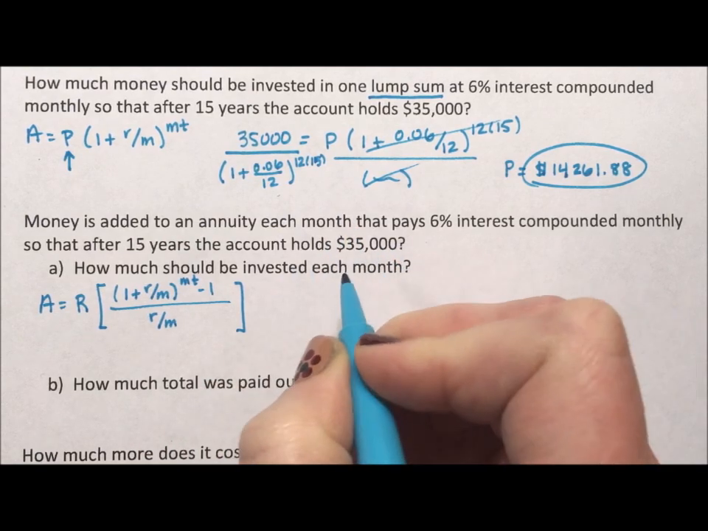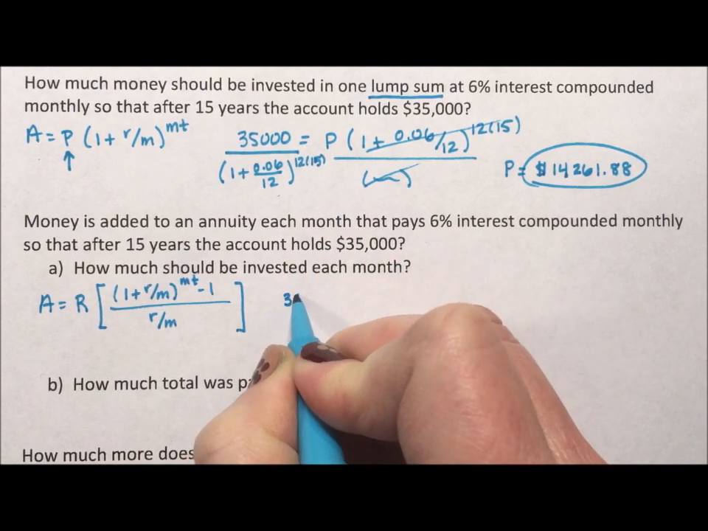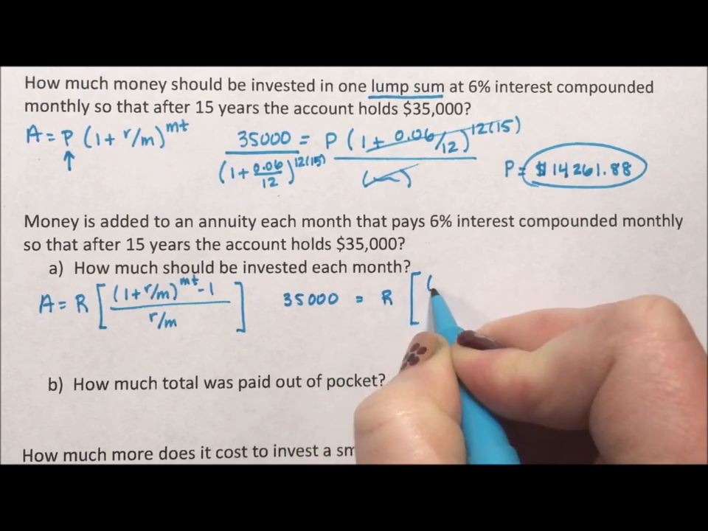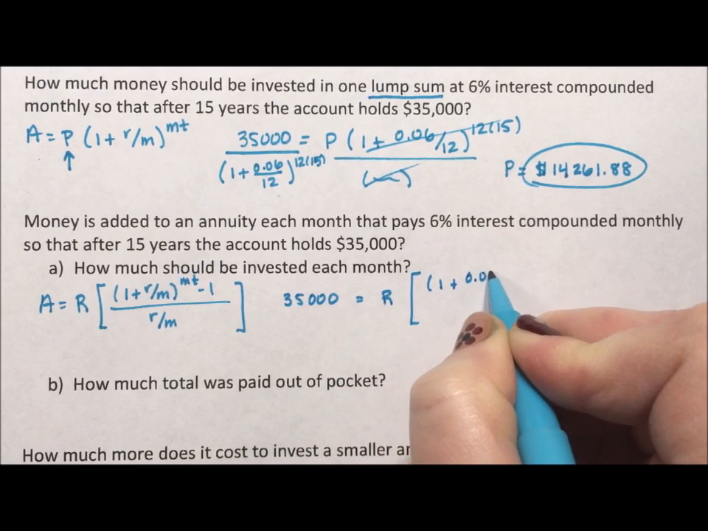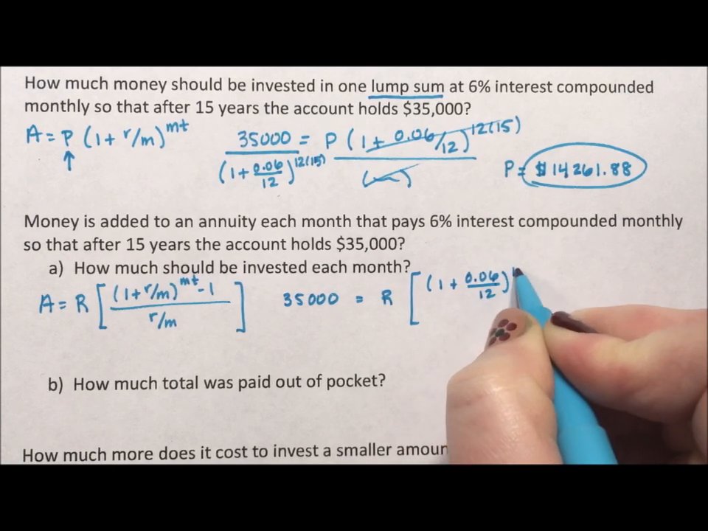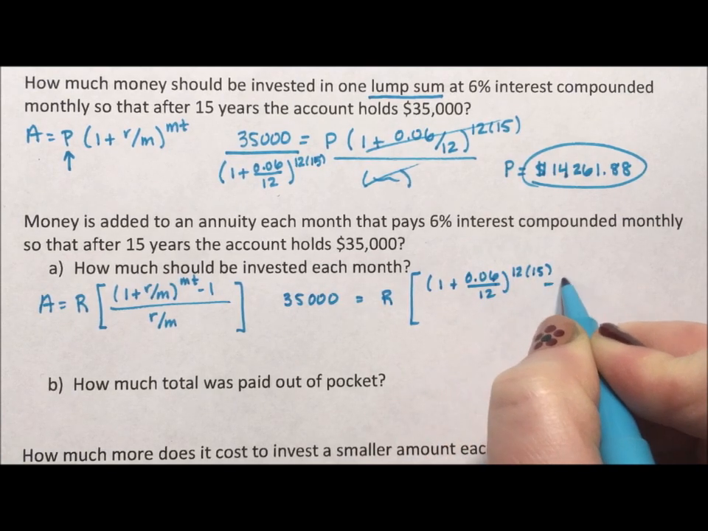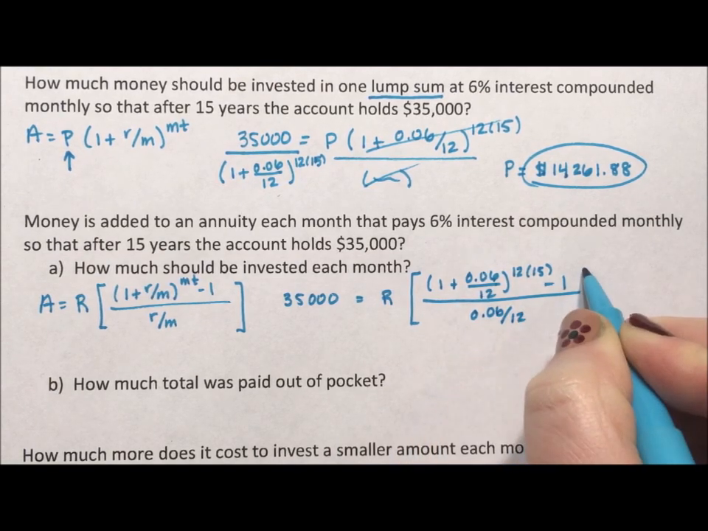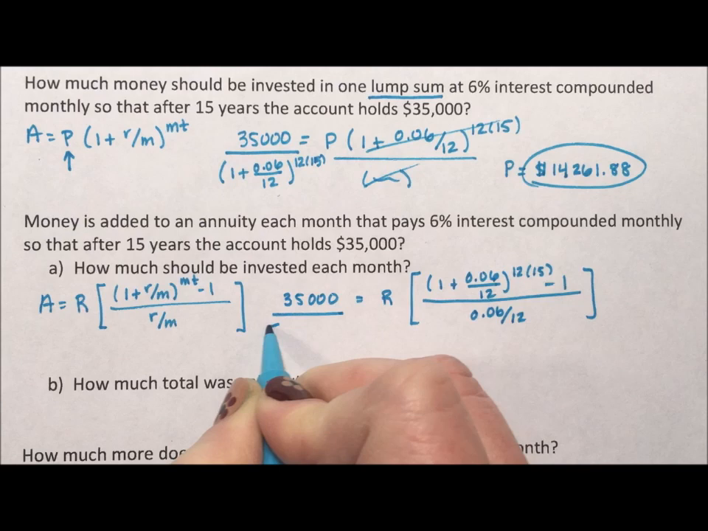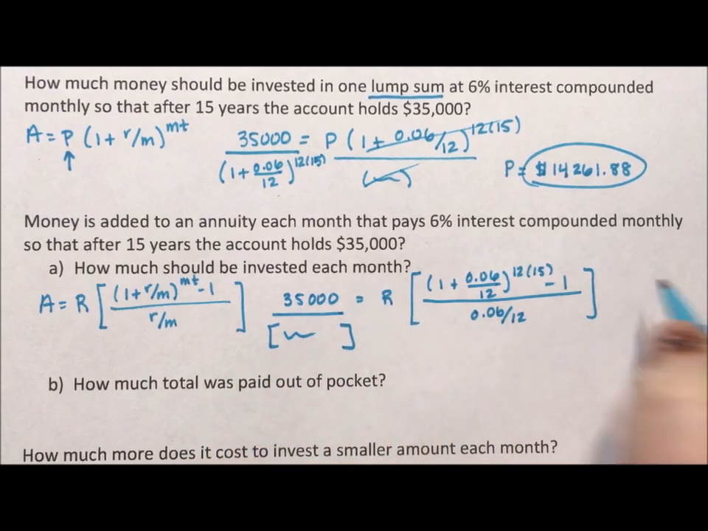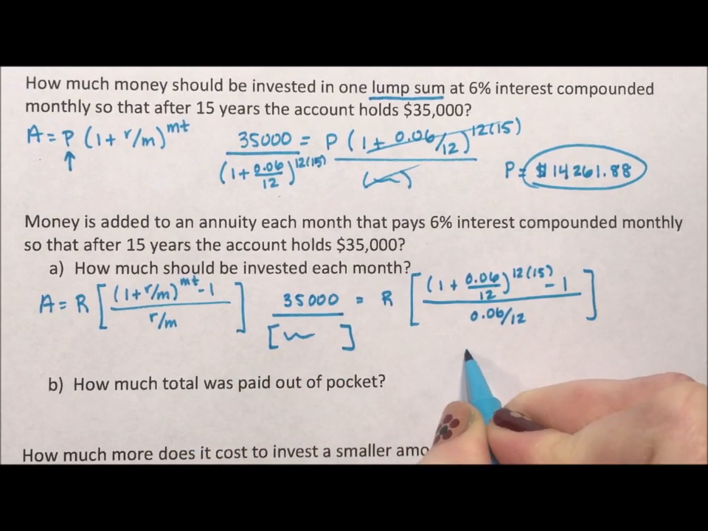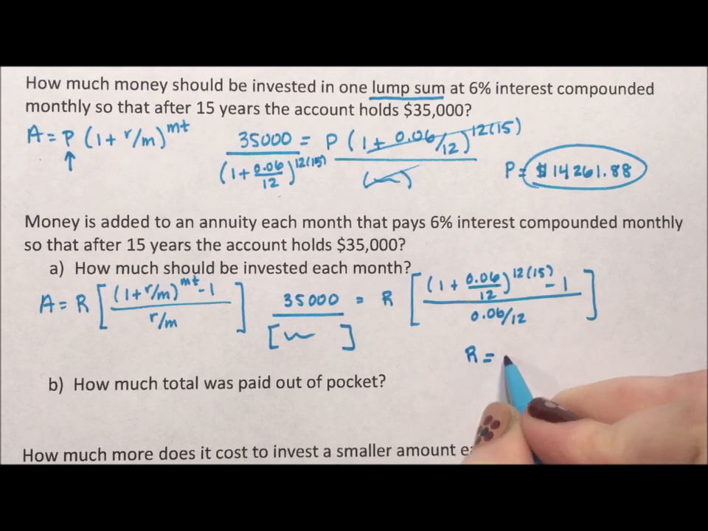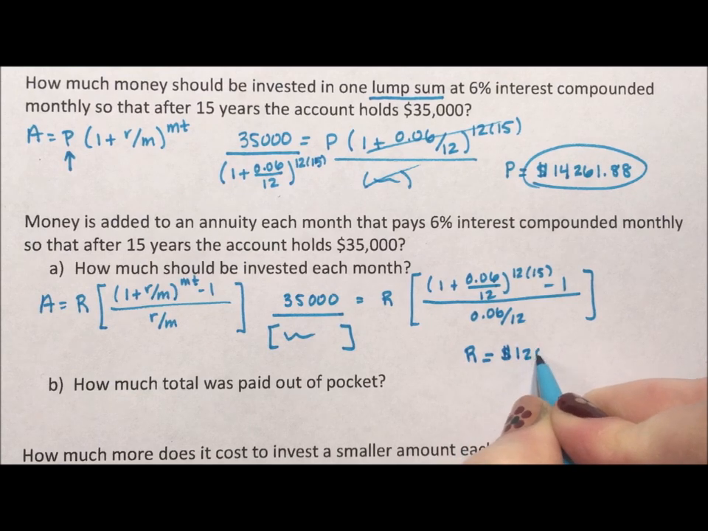Okay, so we are going to do 35,000 equals R, bracket, (1 plus 0.06 divided by 12) to the 12 times 15 minus 1, all divided by 0.06 divided by 12. Again, I'm going to divide this by everything in that bracket, and I'm going to get that R is equal to $120.35.